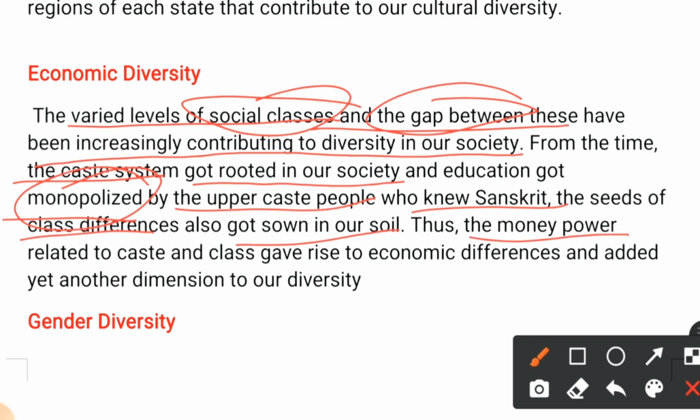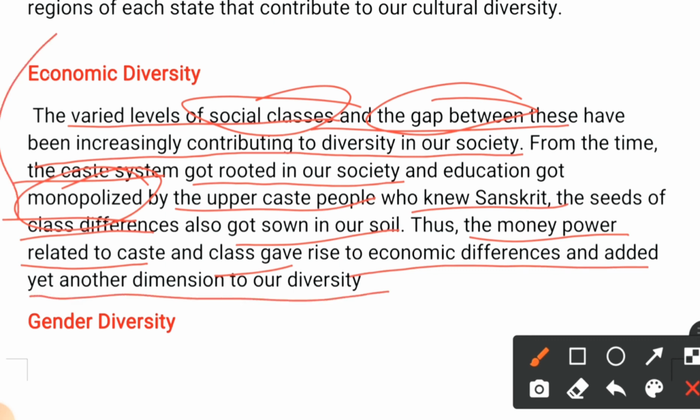Thus, the money power related to the caste class gave rise to the economic differences and added yet another dimension to our diversity. And this economic diversity you can easily see is still persisting in our society, and it can be seen in any form. Even in the present pandemic of COVID-19, you can see that people with money in their pocket can go to the best of the hospitals.